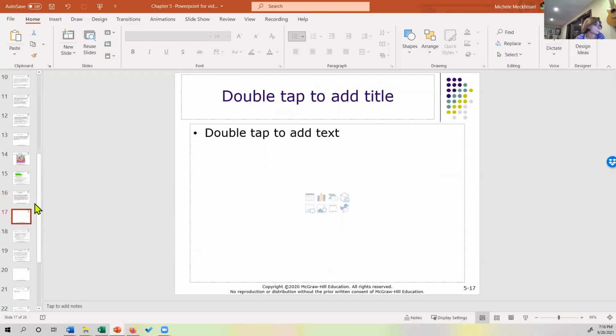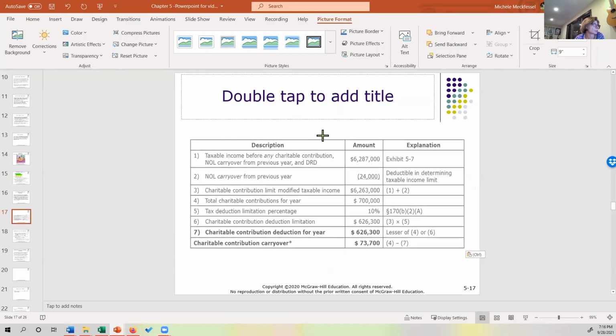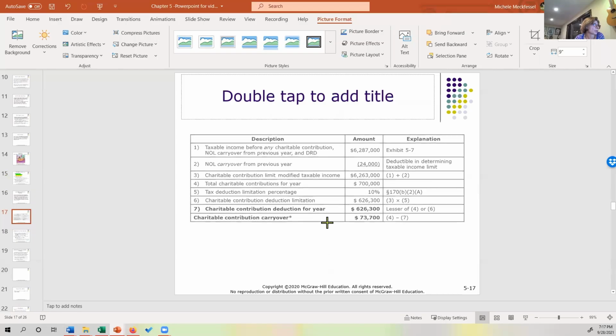All right, so let's look at this. I'm going to insert a table here, and I'm going to talk about what each of these items are. Taxable income before any charitable contribution was given to us. We were given the NOL carryforward from the previous year. We know the charitable contribution limit, modified taxable income. Those are those two things added together.